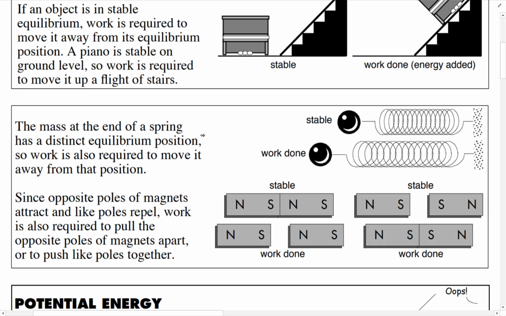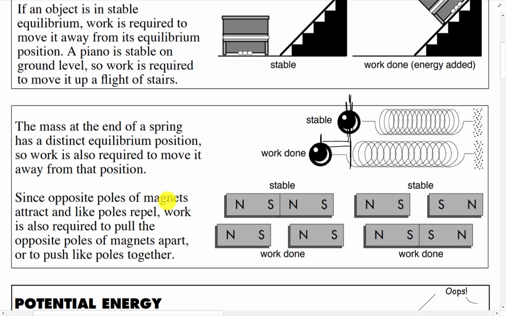Now the mass at the end of a spring has a distinct equilibrium position. So if we move it from its stable position, maybe it's here, and then we move it out to here, it required a force over that distance. And the mass, we'd need to do work. Okay, and therefore there is energy there.